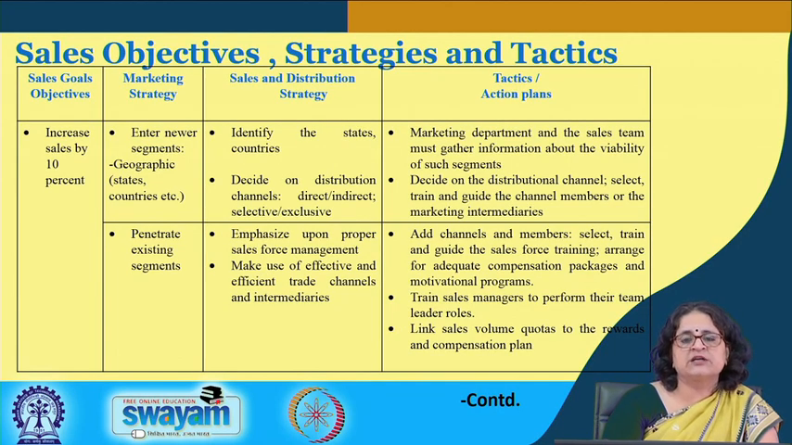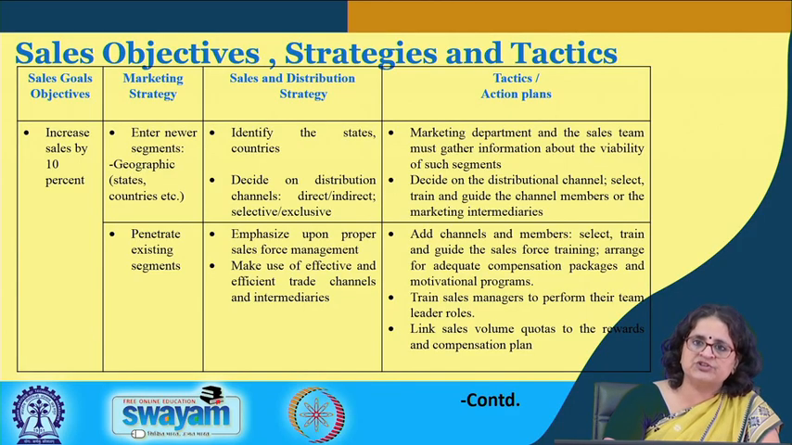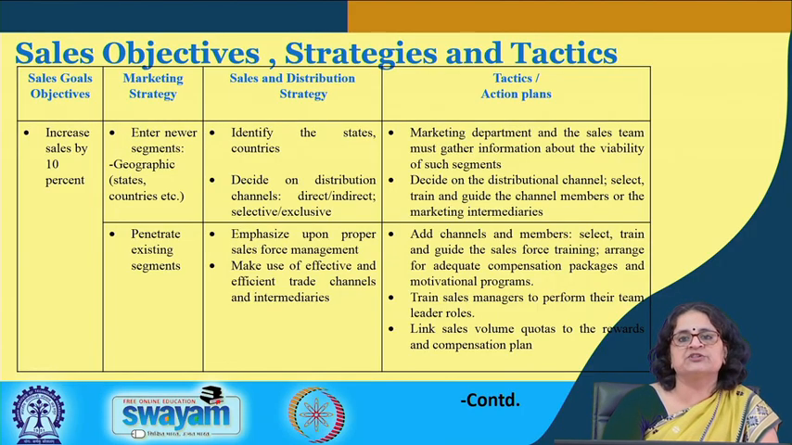Another marketing strategy that it could adopt would be to penetrate existing markets. Now, to penetrate existing markets, again, it would have to emphasize proper sales force management, and make effective and efficient use of the trade or channel intermediaries. So this becomes a part of the sales and distribution strategy. But to actually achieve this, the tactics or the action plans would involve: add channel members, select them, train them, provide adequate compensation to them, train sales managers to perform team leader roles, and also link the sales volume quota or the sales volume targets to the rewards and the compensation plan.